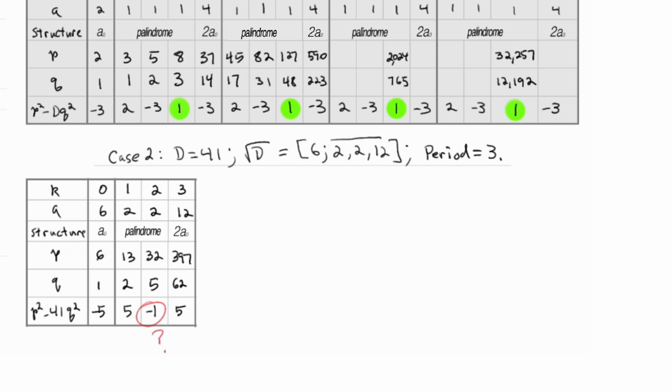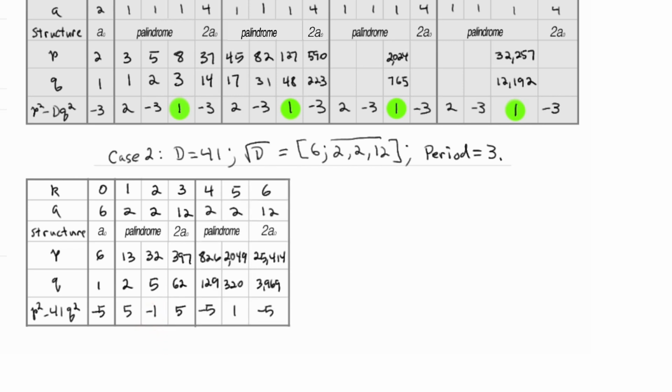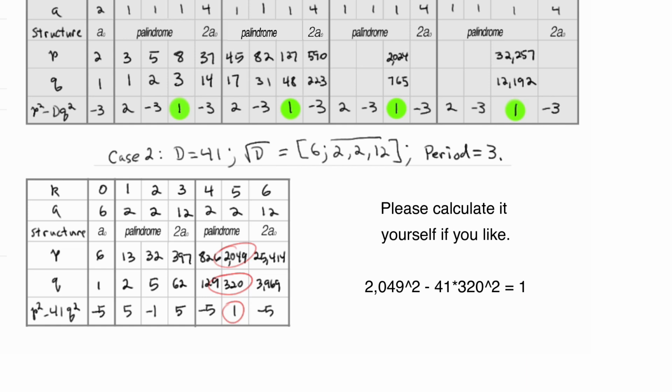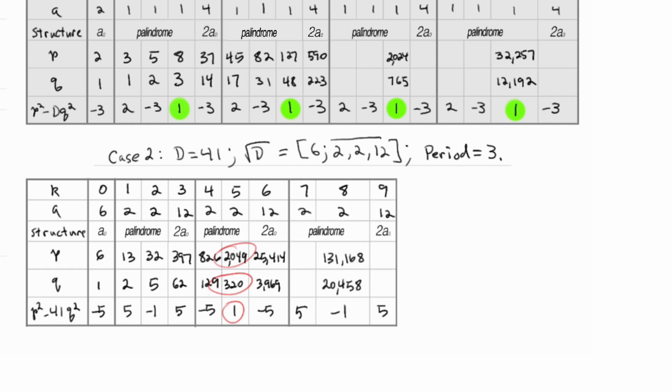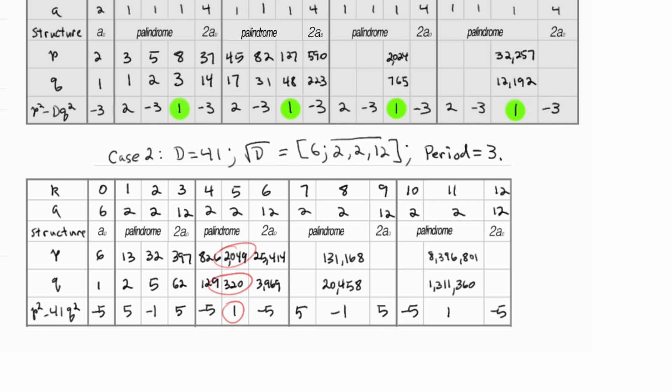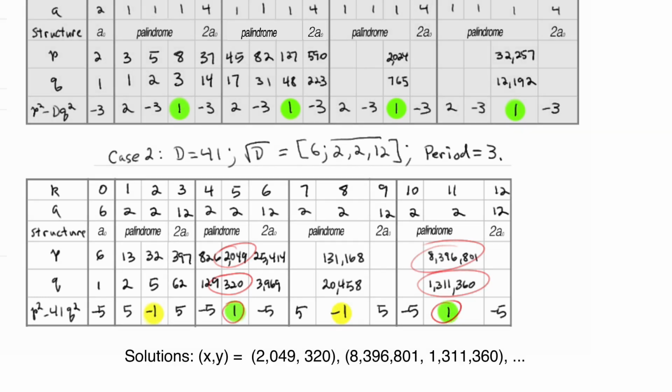Now what do you think? Will we have solutions? Here is the next period. Positive 1 appears here. p equals 2049 and q equals 320 provide us with a solution to Pell's equation with d equals 41. Here is the next period. Once again, we have a negative 1, but not a positive 1, so we don't have any solutions in this period. And here's the next period. This time there is a 1. This p and q provide a solution to Pell's equation with d equals 41. If we kept going and going, we'd have a solution in every other period like this.